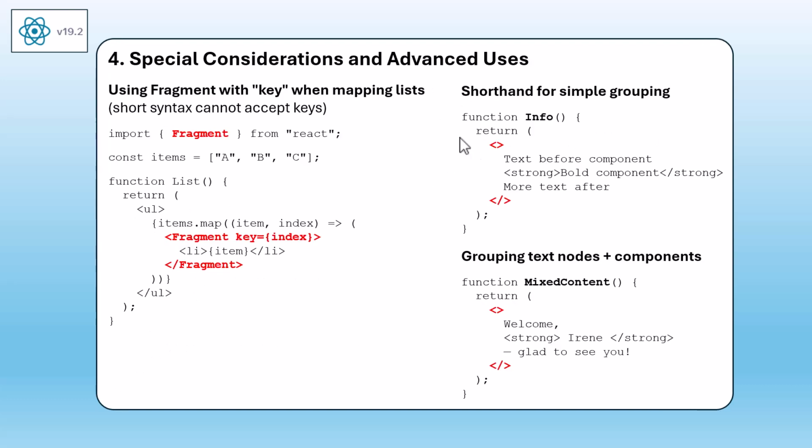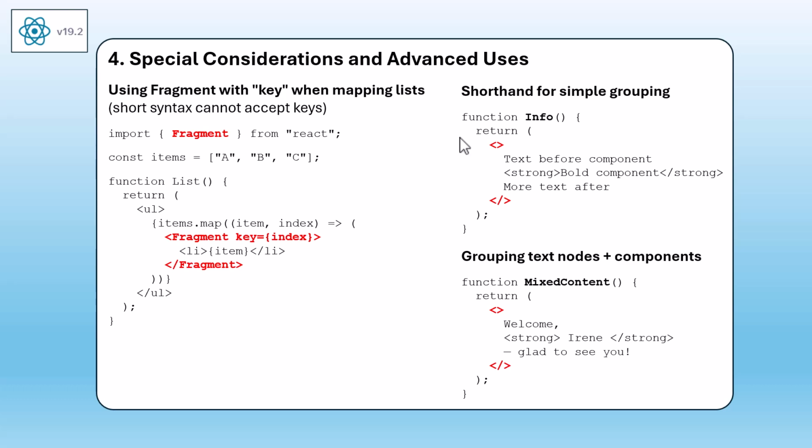4. Special considerations and advanced uses. There are a few more subtle points worth knowing about fragments when you build more complex UI. If you are generating a list by iterating over data, for instance, mapping over an array to render a list of items, and you need to render fragments for each item, you might need to explicitly use the named fragment syntax, rather than the shorthand, to pass key properties for each fragment. This helps React identify each element in the list uniquely and manage updates efficiently.